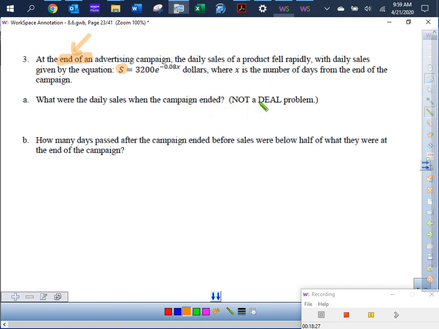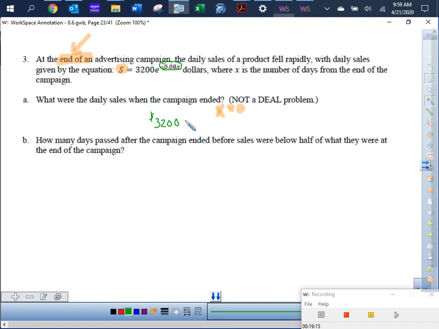It says, what were the daily sales when the campaign ended? This part is not a deal problem, so they're just asking us the question. So when the campaign ended, that means if x is the number of days since the end of campaign, that x equals 0. So if we put 0 in for x, I could do that without a calculator. E to the 0 is 1. And 1 times 3,200 is $3,200.